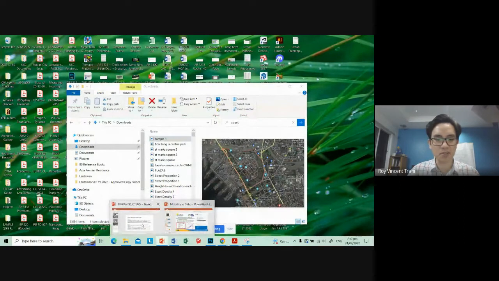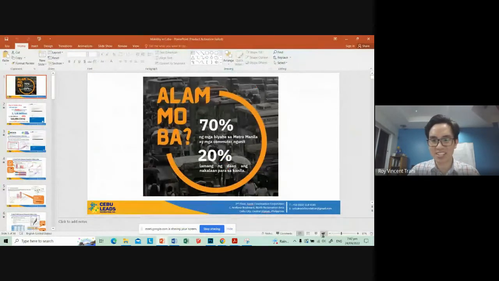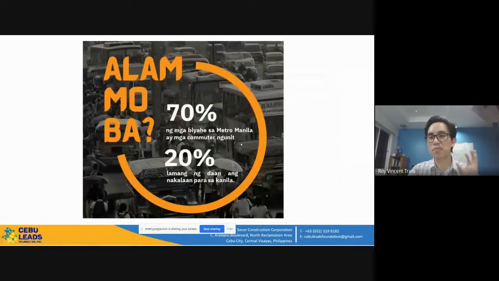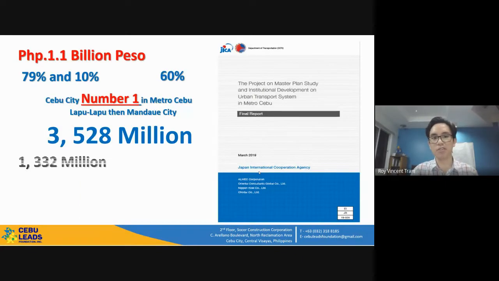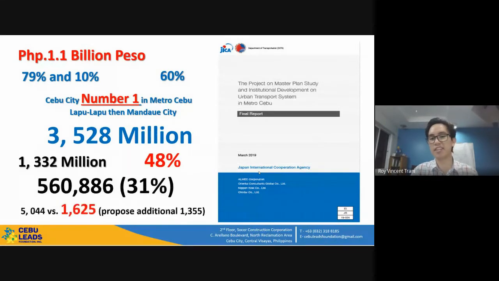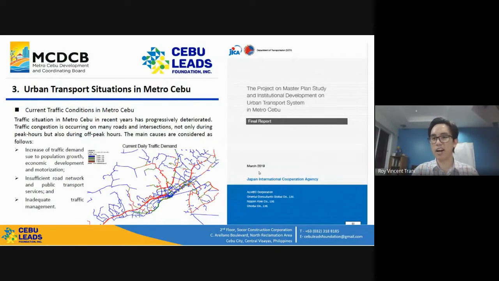let me go back and show those slides. So the most important slide is that most people in the Philippines are commuters, but only 20% or less is allocated for their road space. Like how much space is there for public transportation, for buses, for jeepneys, maybe even tricycles? And then there's some numbers here that I'm not too familiar with, but it means that there's an increasing population in the Metro Cebu area, and we need to design for them.